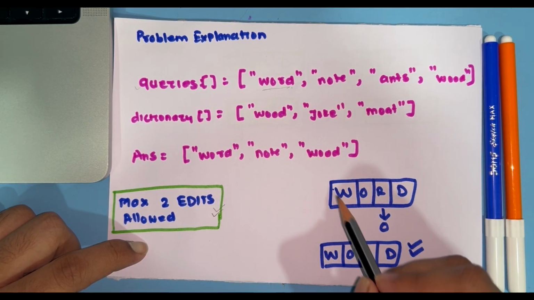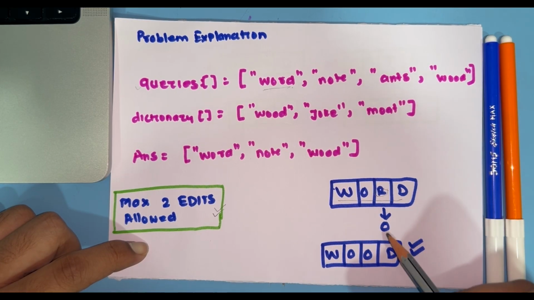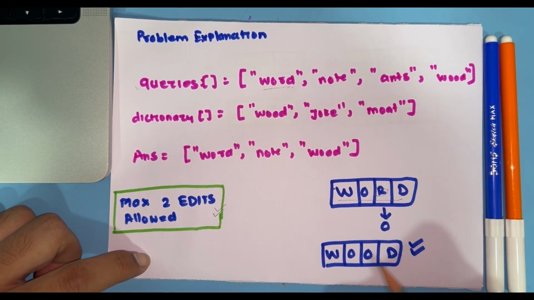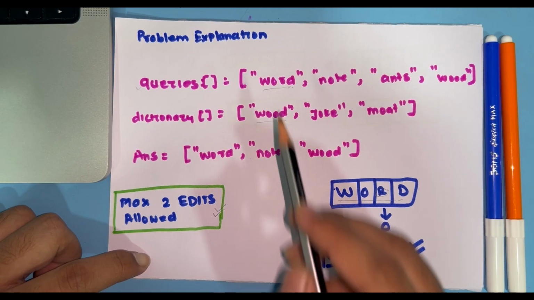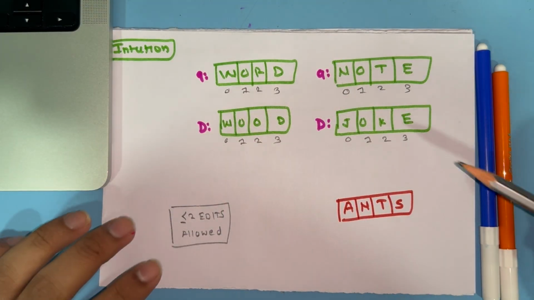For example, consider this word WORD. Now if we convert this R to O, we get WOOD, and that is present in the dictionary array. So we can add this word in our answer. So let's go through this.